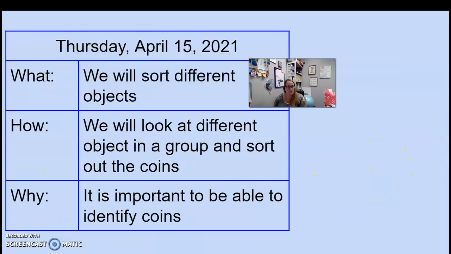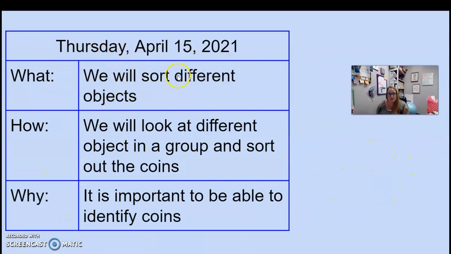So let's review what we talked about today. Today we sorted different objects. What were the 3 things we sorted? We sorted buttons, we sorted coins, and we sorted circles. We looked at the different objects in the group and we sorted out the coins, so we were able to find all of the coins, which was really helpful. And it's important for us to be able to identify coins.